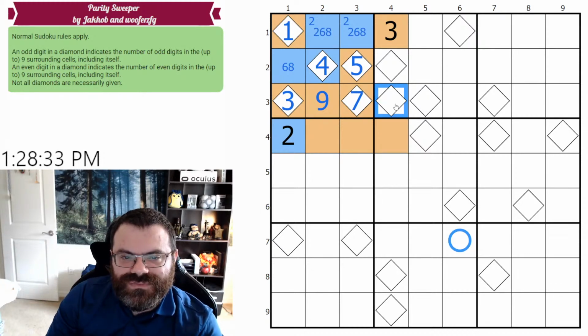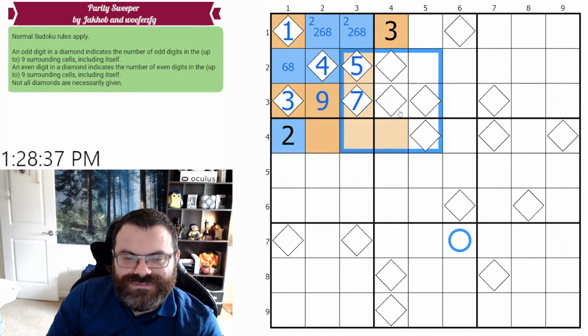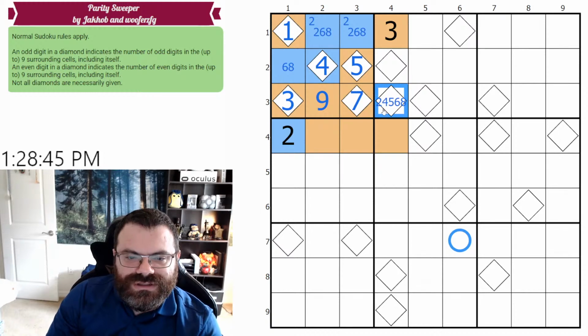So if this were odd, what would it be? It would be at least 5, but it couldn't be 7 or 9. So if this was odd, it would have to be 5. I don't know if I want to mark it that way. If this were odd, it would also be at least 5, but it couldn't be 5, so it would be 7 or 9.